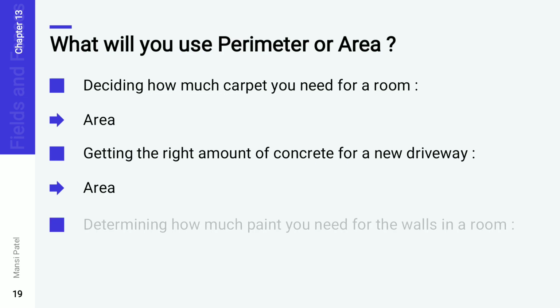Now the next situation is determining how much paint you need for the walls in a room. If you want to paint the walls in your room, you paint the whole wall, the full wall. You are not just painting the border of your room. So here also they are talking about the inside. That's why in this situation you have to find the area.